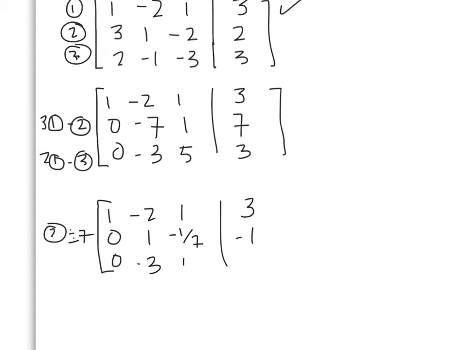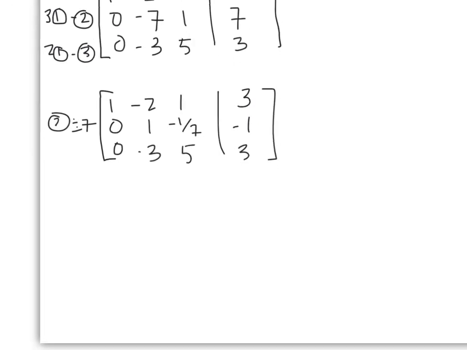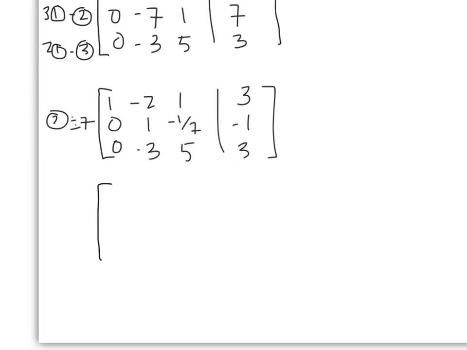Once you get good, you can sort of do it all as one step, but to make it a little bit simpler for now, we'll do it as separate steps. So let's just copy that out. 1, negative 2, 1, and 3, 0, 1, negative 1/7, and negative 1, 0. Well, actually, let's just leave that for a second.